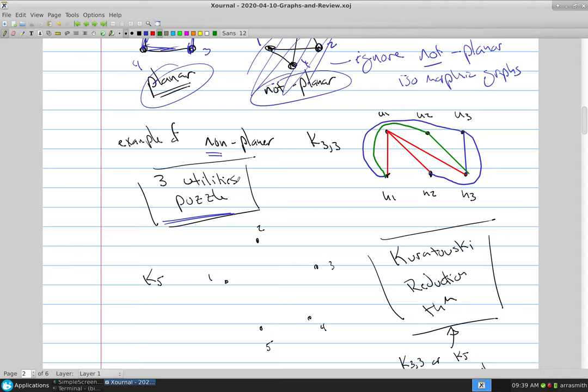Why is the three utility puzzle always non-planar? And the reason why is when I look at a graph like this, I notice that my graph, as I start to connect edges, creates regions. And so there's this region right here, there's region 1, and there's this region that's between these blues and greens here, and this is region 2. And so this is all region 1, this is all region 2, and here's region 3, which is in between here, and then on the outside I have region 4. And so there's a finite area region 3, and there's a finite area region 2, there's a finite area region 1, and there's an infinite area region 4.